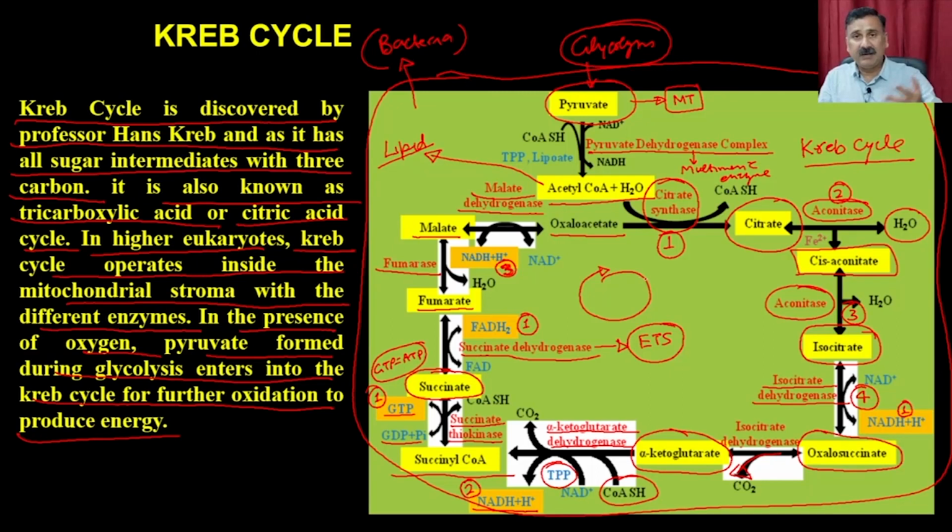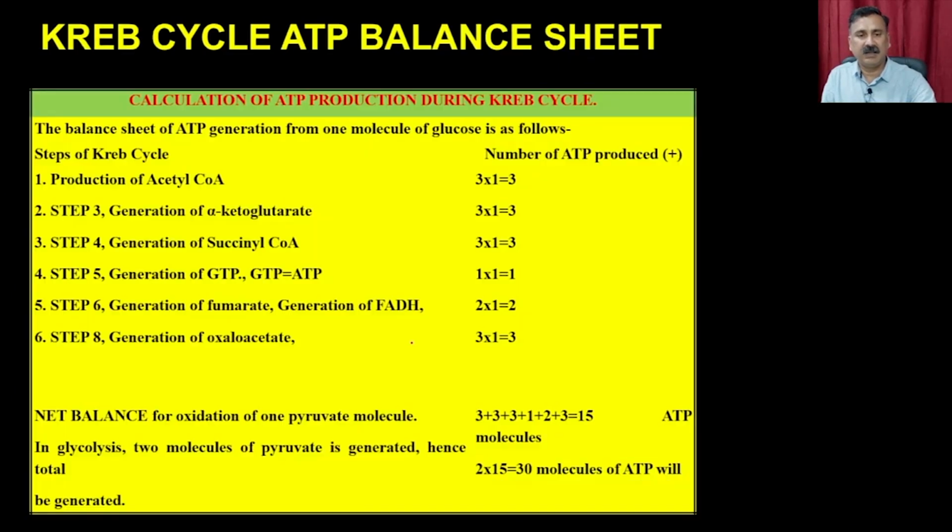So you have multiple reactions which are going to be catalyzed by so many of these enzymes within the mitochondria, and that's how they are actually going to produce the energy. Energy in terms of NADH, energy in terms of FADH2, and energy in terms of GTP. So let's see how the energy balance is present in the Krebs cycle.